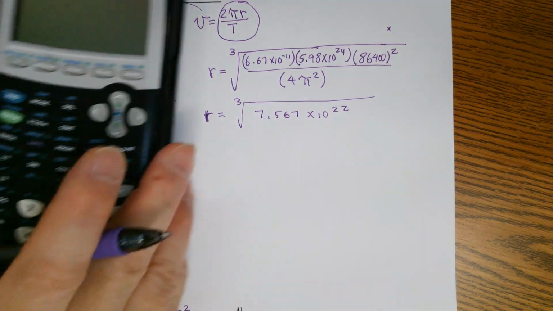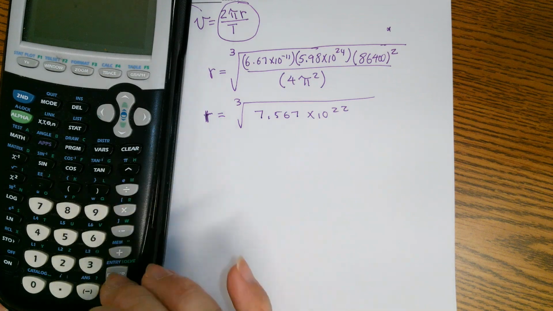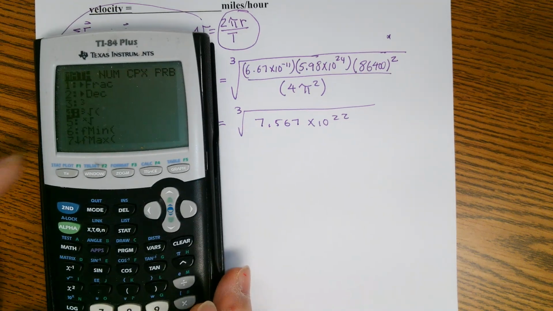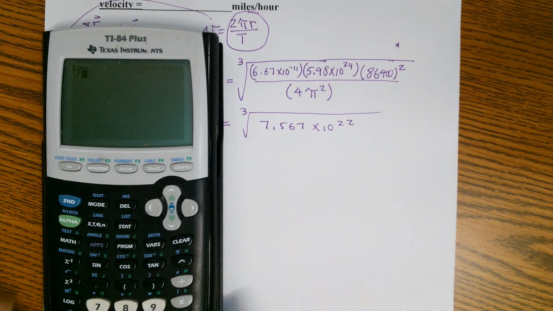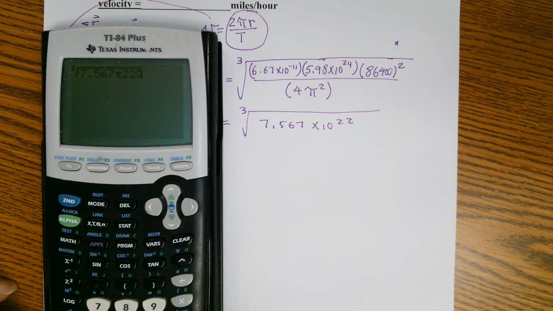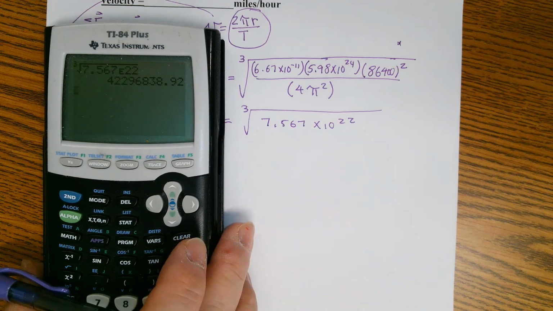How do you cube root that sucker? For those of you who don't know how to use the calculator, if you go to math, there's a cube root right there. You click on that and you plug in, like, 7.567 EE 22, and you should be able to cube root that.